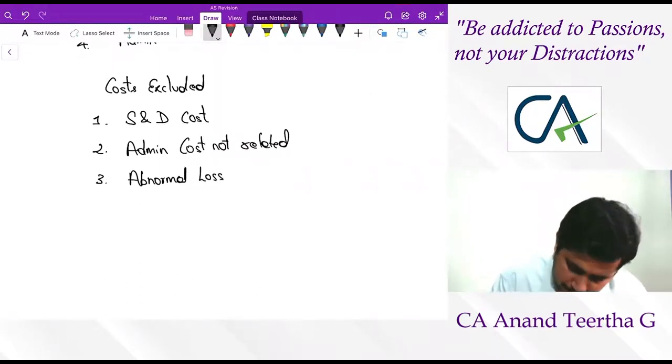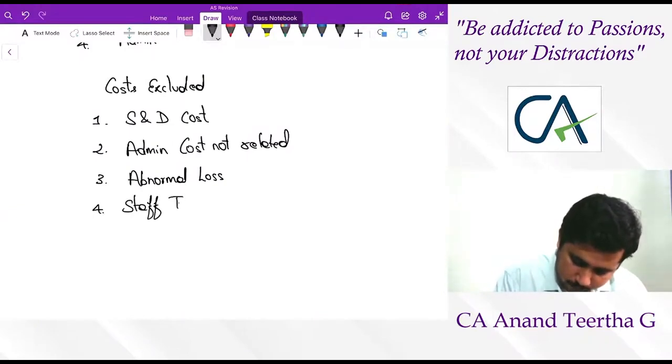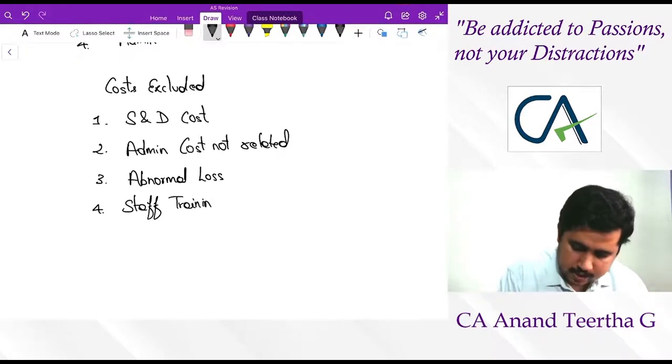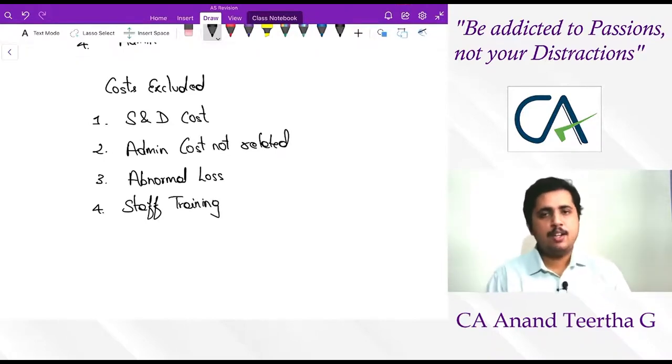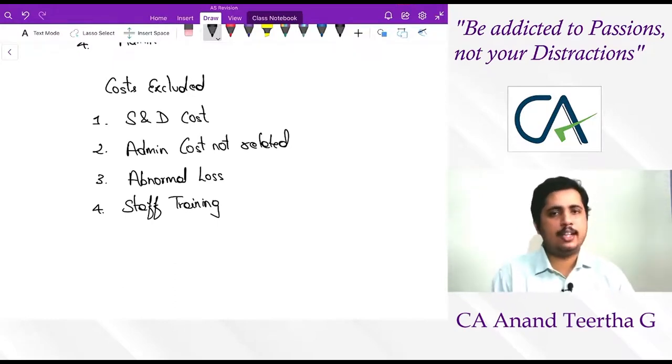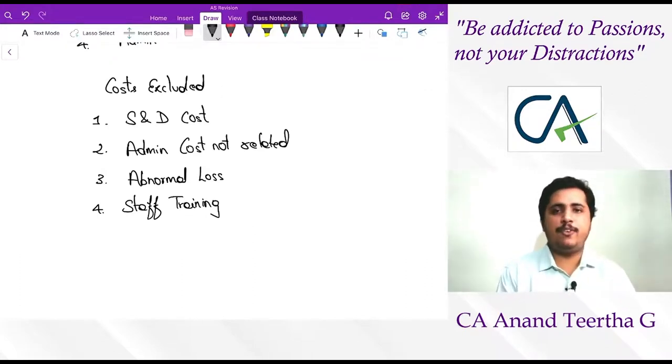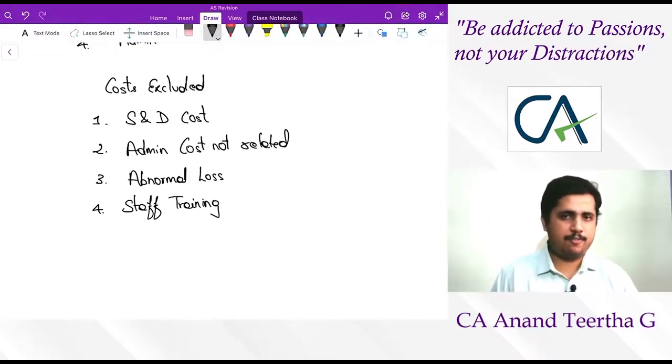Fourth, staff training. If there is any staff training, they are excluded. So these costs are excluded from the capitalization perspective. Do not consider that for development phase costs. These costs are totally excluded. Okay, so this is how you have to consider the development phase internally generated stuff.